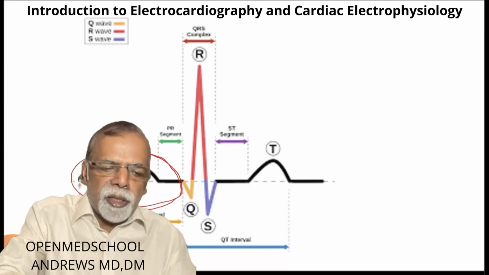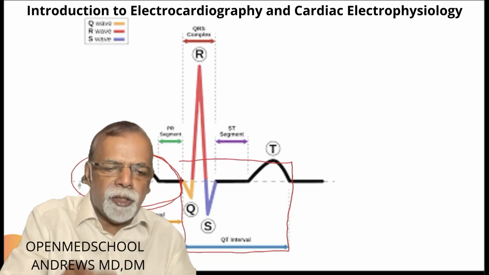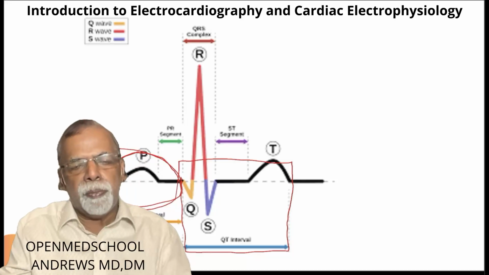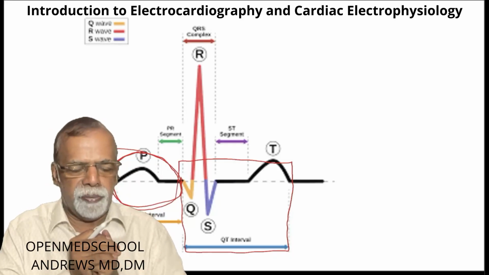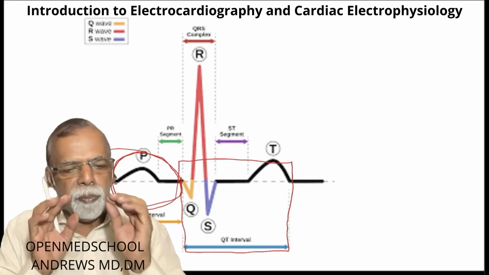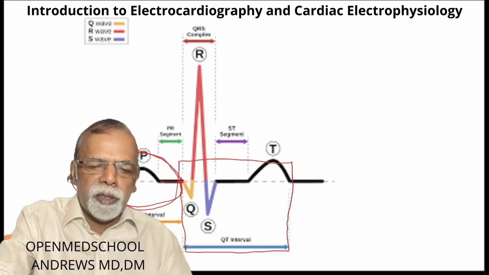Then comes the QT interval. QT interval is from the beginning of the Q wave to the end of the T wave. So PR interval plus QT interval completes the electrocardiogram. Two segments you should know. One is the PR segment, which you already mentioned. This is the PR segment, and this is the ST segment.